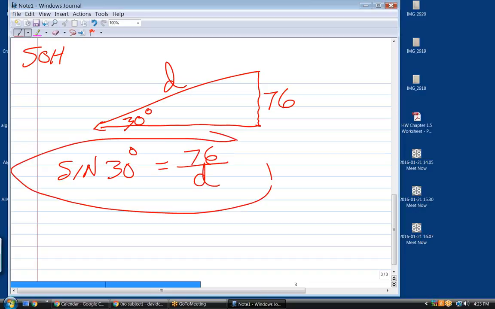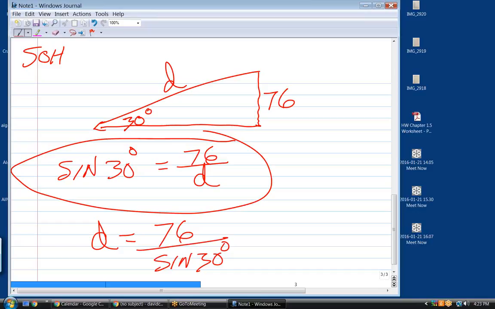Now solve that for D. First of all, if you look in your calculator, the sine of 30 degrees is 1/2. Well, but let's solve it for D first of all. D, if I multiply both sides by D and divide both sides by sine of 30, I get this. Right?